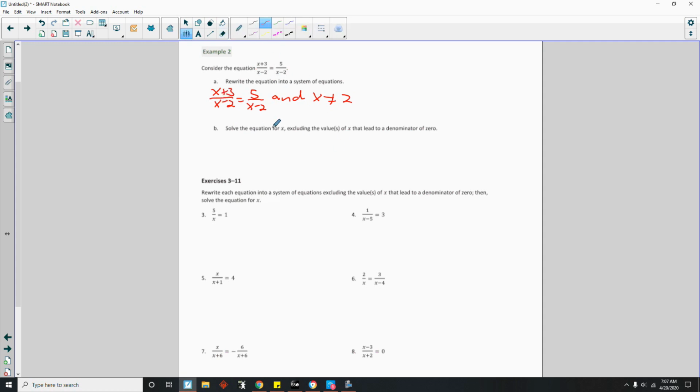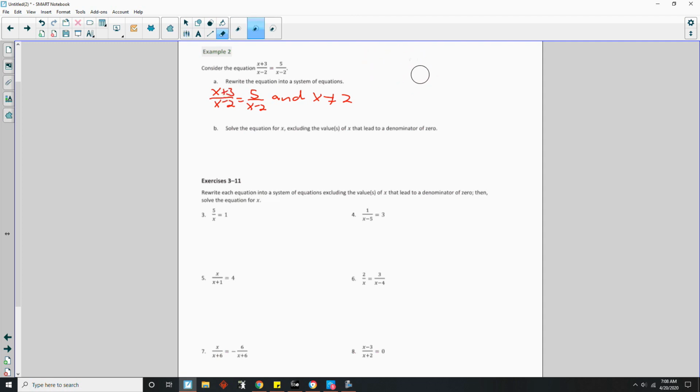Okay, B says solve the equation for x, excluding the values of x that lead to the denominator of 0. Alrighty. When we have denominators that are the same, we can ignore them because think of this. x over 5 equals 3 over 5. There's a fraction with the same denominator. Well, what does x have to be to make this equal? Well, x has to be 3. 3 over 5 equals 3 over 5, of course. So what I'm saying is you can ignore the denominator when they're the same and just solve the numerator. So x equals 3 would be the solution to making this equal.